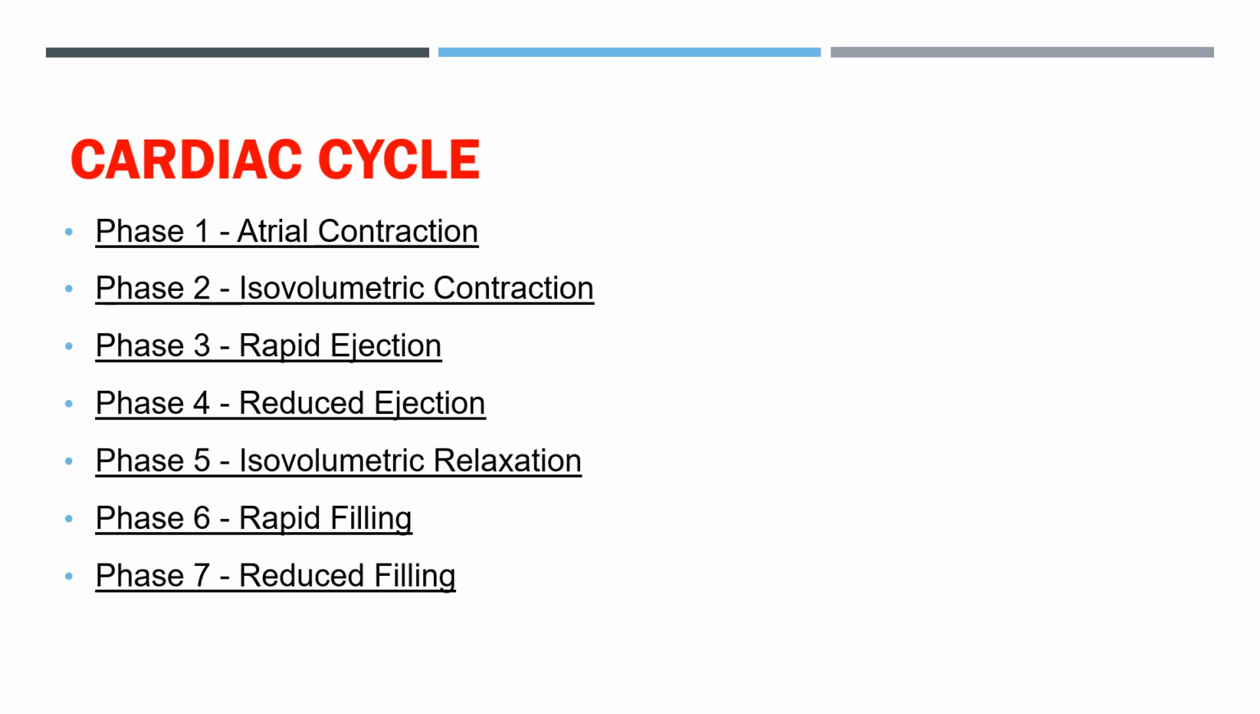The volume is the same, and there is no change in the size of the muscle. That is known as isovolumetric contraction.